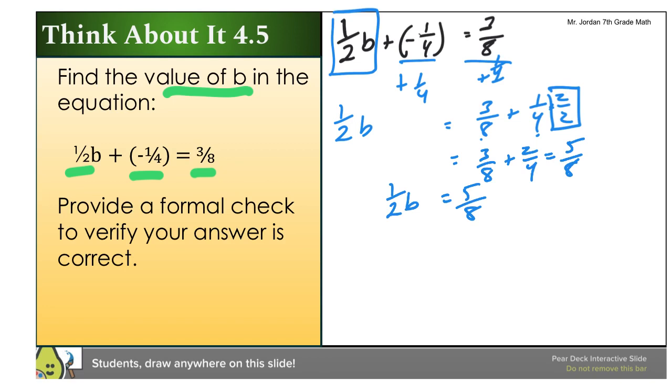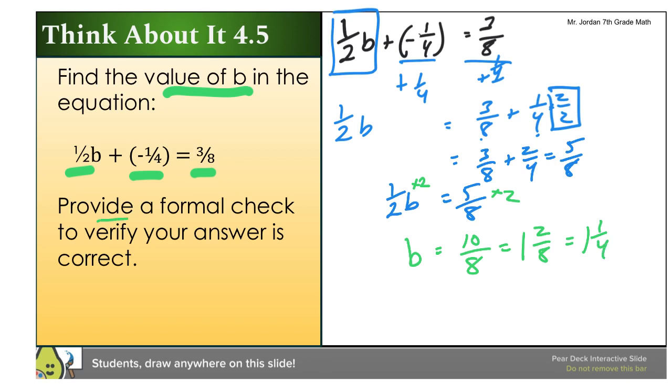Now, whenever I have 1/2, what I typically do is divide by 1/2 on both sides, but I actually think there's an easier way when you have 1/2. So I'm going to erase that, and I'm going to multiply by 2 and multiply by 2, because 1/2 times 2 is 1. So this gives me b is equal to 10/8. 10/8 I can reduce to 1 and 2/8, which is 1 and 1/4.